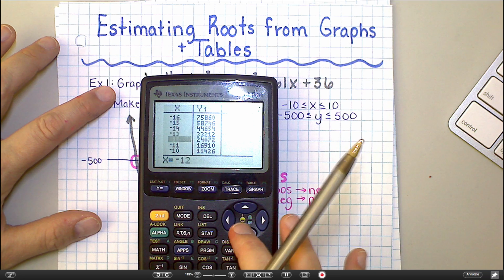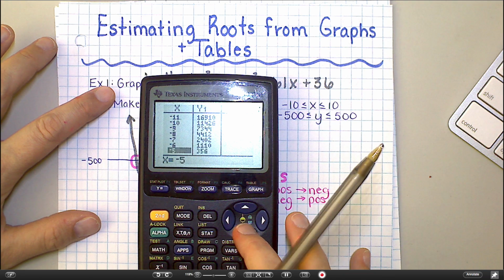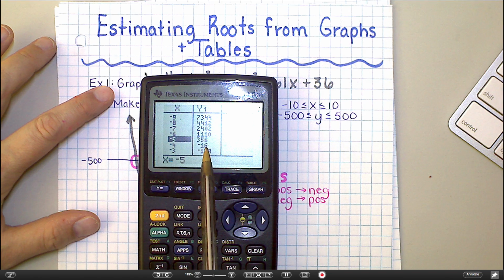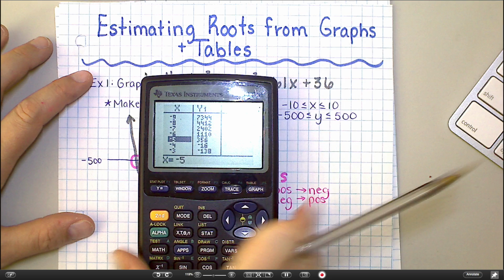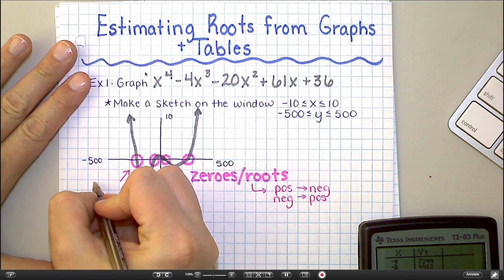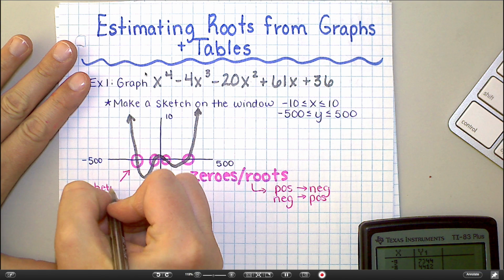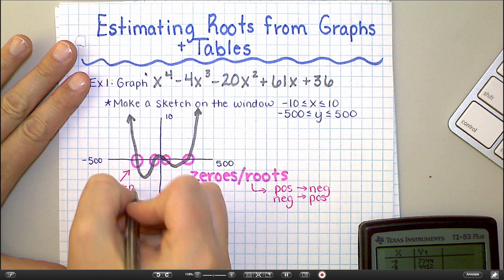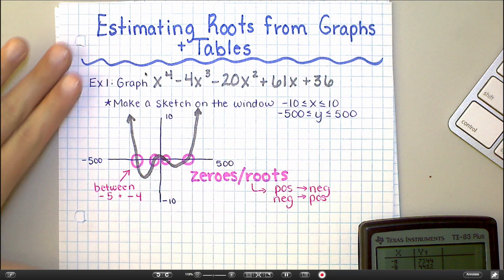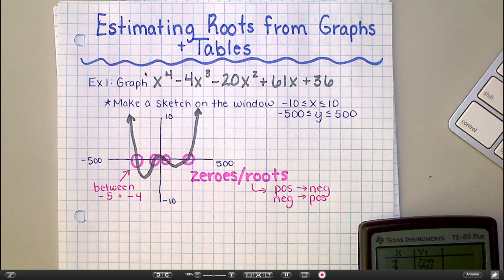I want to look at where it changes from positive to negative, okay? So right here between negative 5 and negative 4, I can see that I must have a root. So this root here is somewhere between negative 5 and negative 4. I guess I really shouldn't use the addition symbol when I'm doing math class, but it's somewhere between negative 5 and negative 4. That's if you were asked, like, this root is between which two numbers.